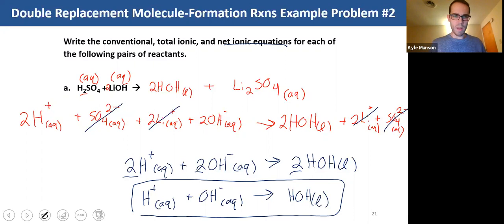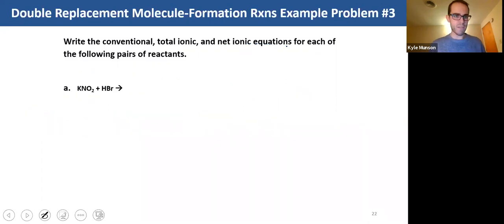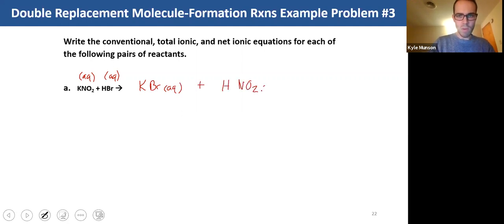Okay, let's do one more problem, then I'll stop the video, and I think there'll be one more video after this. So write the conventional, total ionic, yep, we get it, of this. Why don't you pause the video and do this on your own. Okay, so here we go. These guys are going to be aqueous and aqueous, and what we're going to get is potassium bromide, aqueous, plus HNO2 aqueous.